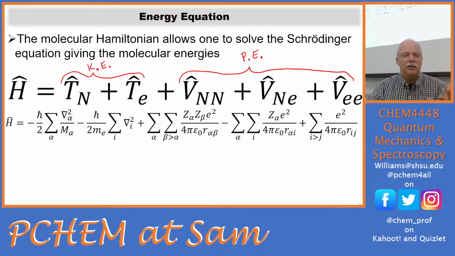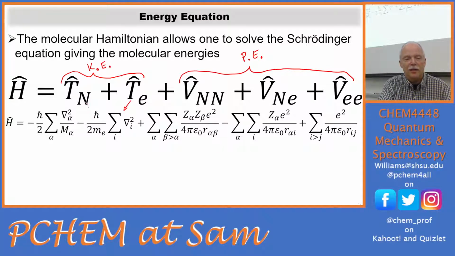Okay, and so these first 2 pieces ought to look somewhat familiar. Here for the electron piece, it's kind of like our electron in a box. We have h bar over 2m, the mass of the electron, and we have the sum for each electron, the second derivative of that electron's wave function. This upside down delta is a shorthand for the second derivative with respect to all coordinates, so x, y, and z, or r, theta, phi, whatever.